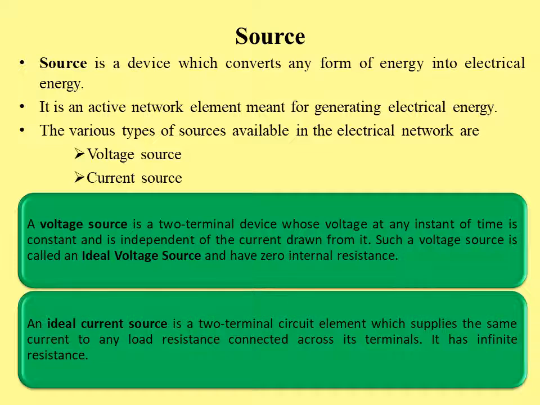An ideal current source is also a two-terminal circuit element that supplies the same current to any load across the components. It has infinite resistance, but in the same way as the voltage source, an ideal current source does not exist. Practically, it delivers different amounts of current to different types of loads.